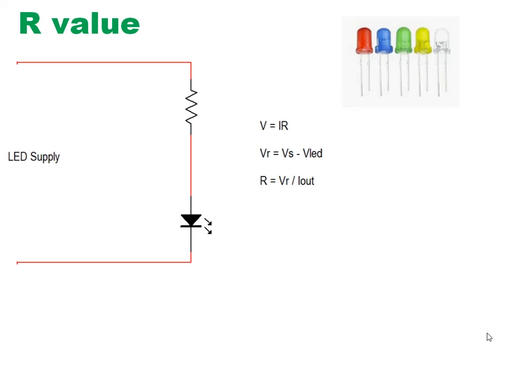Let's quickly refresh the basics of LEDs. As you can see, an LED has two terminals, the anode and the cathode, and the cathode pin will be a little bit lengthier than the anode pin. So this is the cathode and this is the anode here.